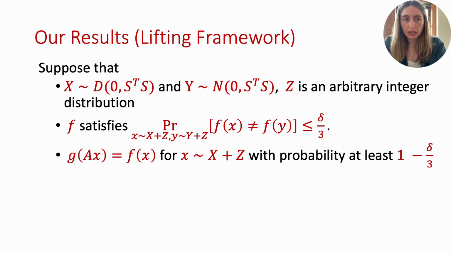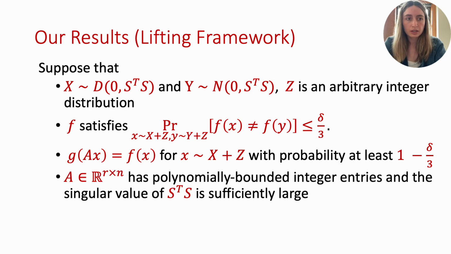Now, let's assume that we have a very good linear sketch, G of AX, which is correct for discrete Gaussian inputs with high probability. And let's assume that the sketching matrix A has polynomially bounded integer entries and the singular values of the covariance are sufficiently large. This can be ensured easily since we're the ones choosing the covariance matrix.